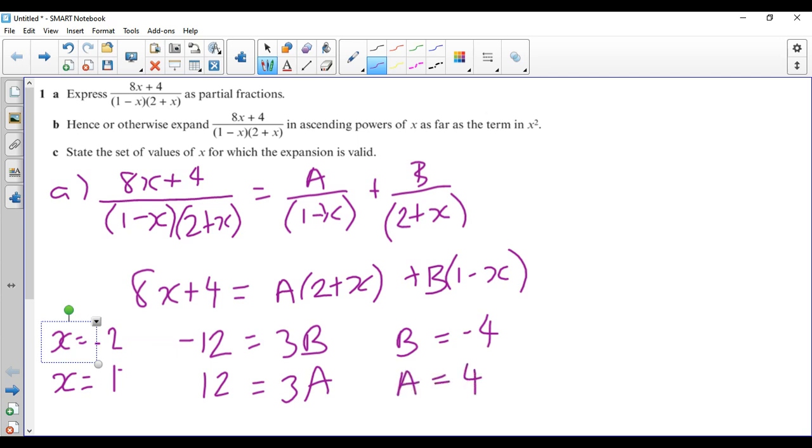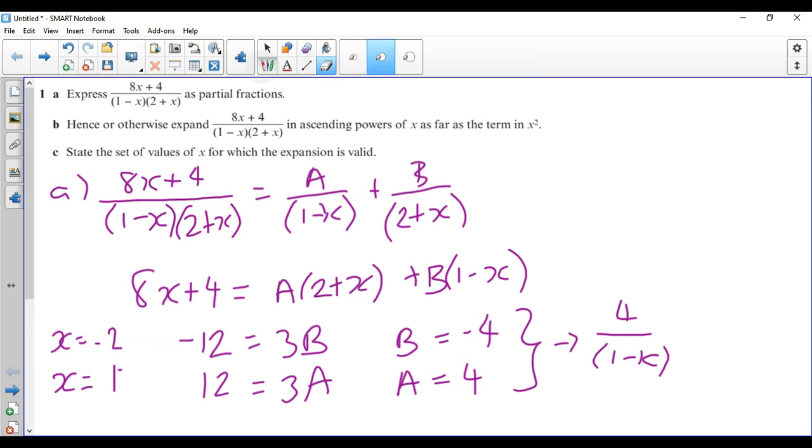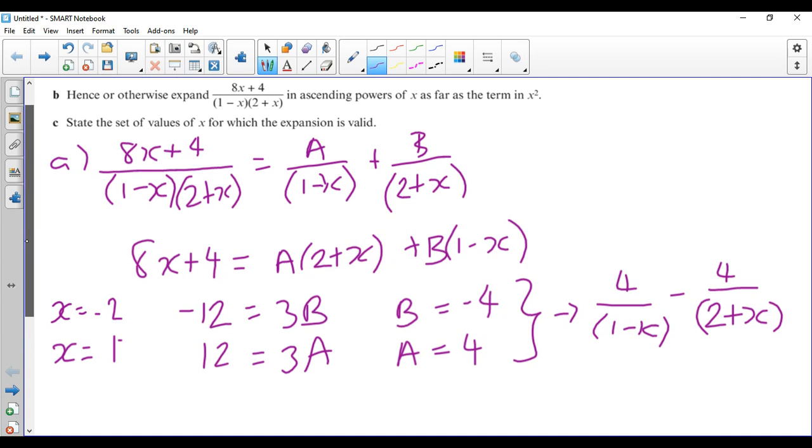Now, what is nice to do is to go back. It says express it in partial fractions. So if you take those two and put them back where they came from, I've got 4 over 1 minus x, and minus 4 over 2 plus x. Now that minus there could go in the middle, or you could keep it as a plus and put minus 4 on top of the fraction. Either is fine. Okay, so we've done part A.